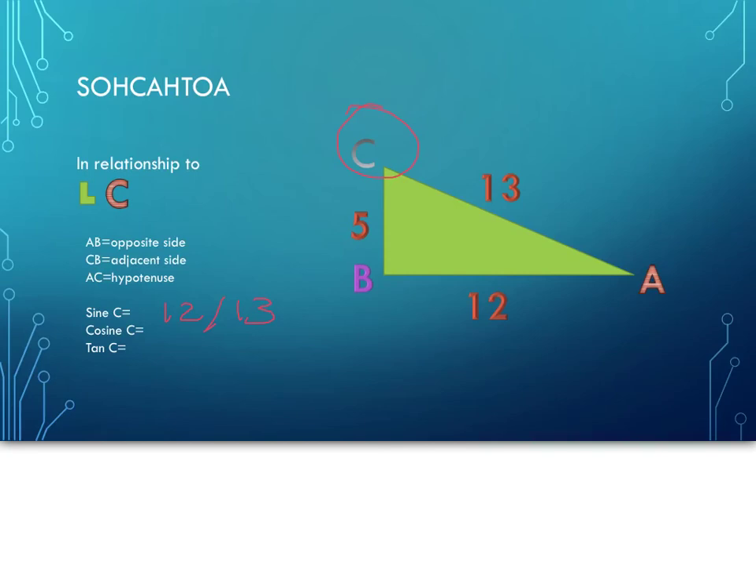The cosine is the adjacent over the hypotenuse. The adjacent side to angle C has a length of 5, it's side CB, divided by the hypotenuse, which again is 13. And then the tangent is the opposite over the adjacent, so it's the opposite, which is 12, over the adjacent, which is 5. So the tangent is 12 divided by 5.